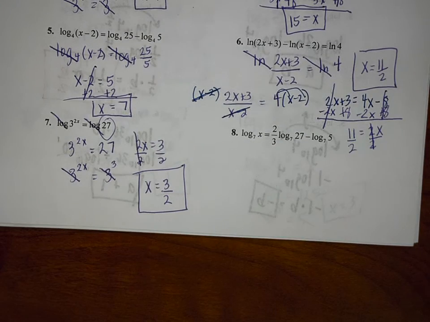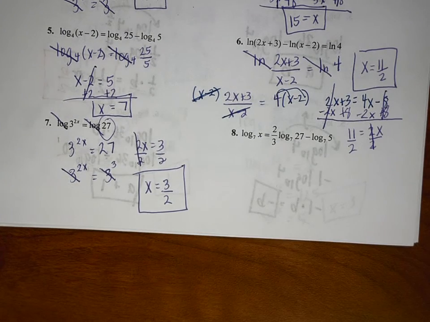Don't forget about the 2/3 that's in front of the 27. You need to bring that up to an exponent.